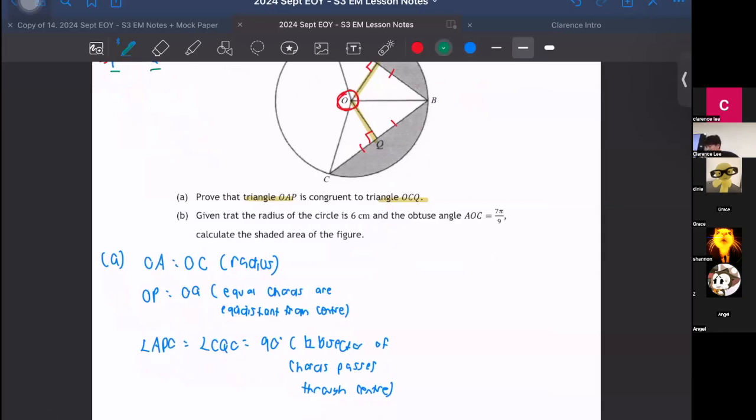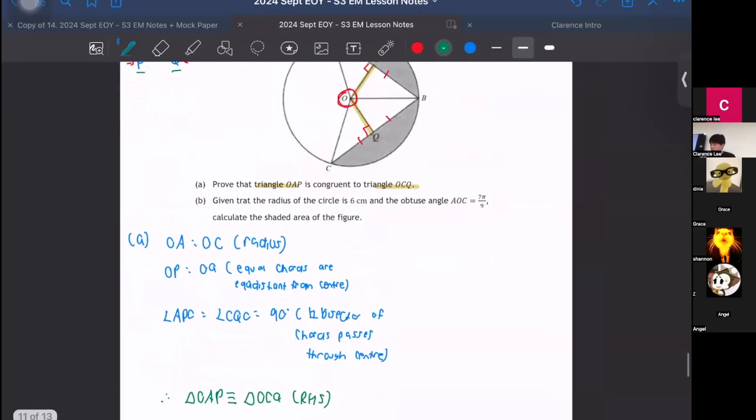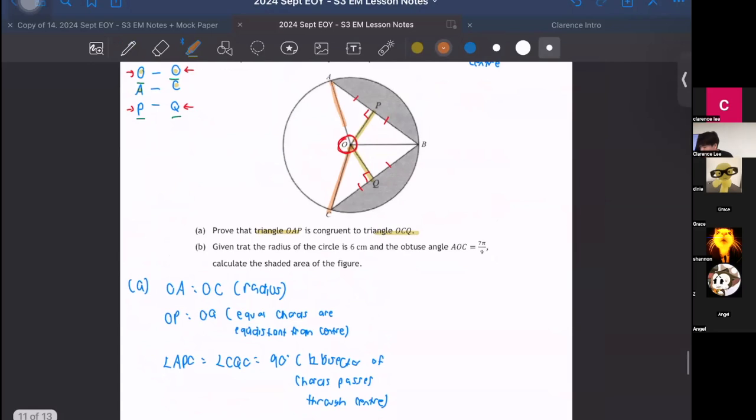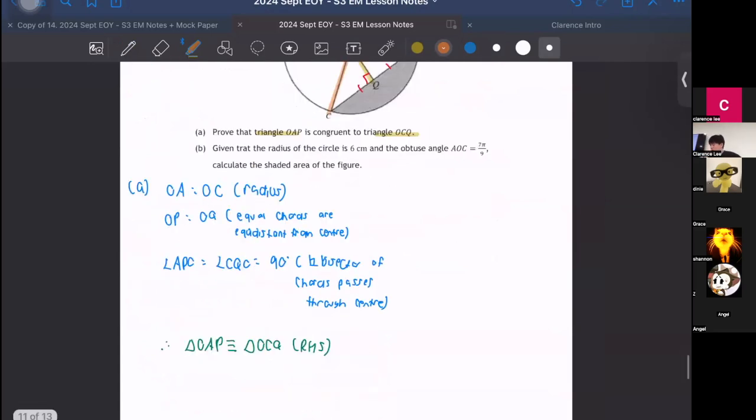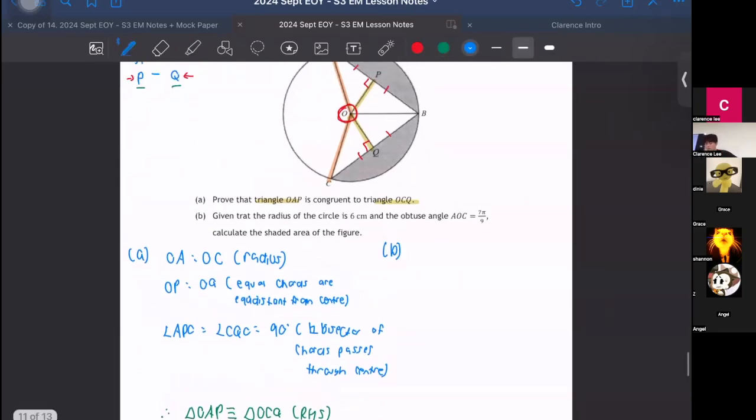So from here, you have a right angle. Your hypotenuses are the same. You have a side that is the same. This is what we call RHS. So therefore, triangle OAP is congruent to triangle OCQ because of RHS. RHS is what? You have the same hypotenuse, which in this case is OC and OA. You have one corresponding side, which is OP and OQ, and you have a right angle. So that is why we use RHS. Your properties of circles, these two are very rarely seen, but that doesn't mean you can completely forget them.